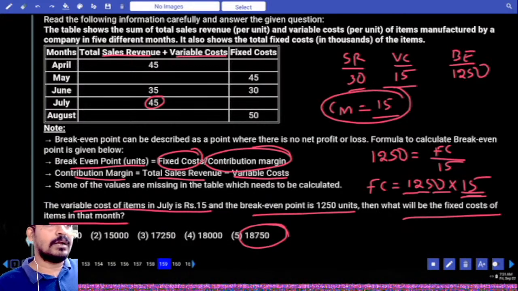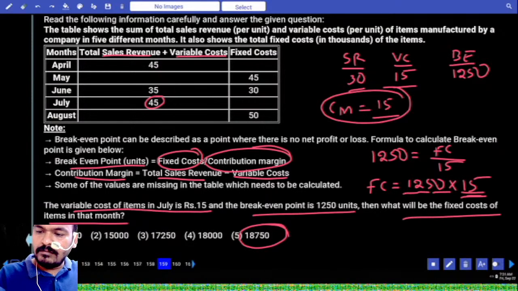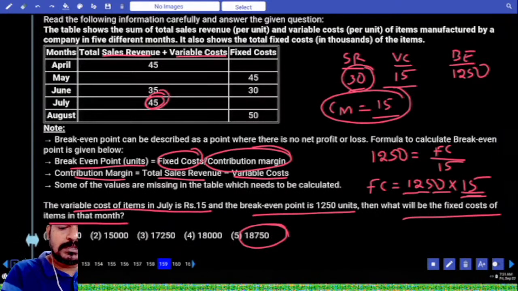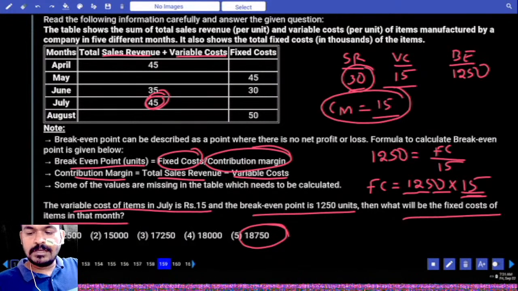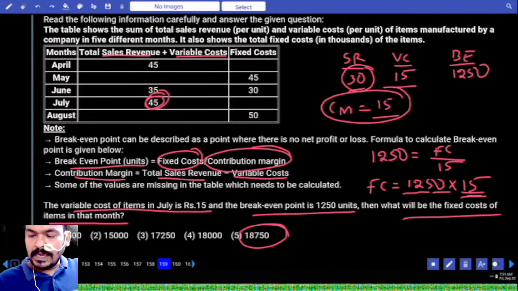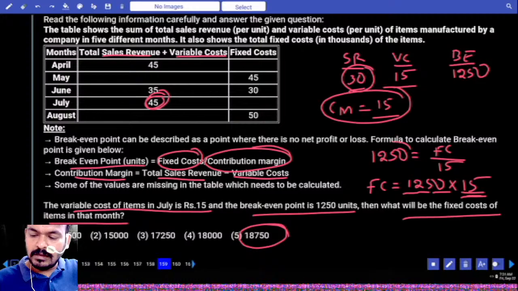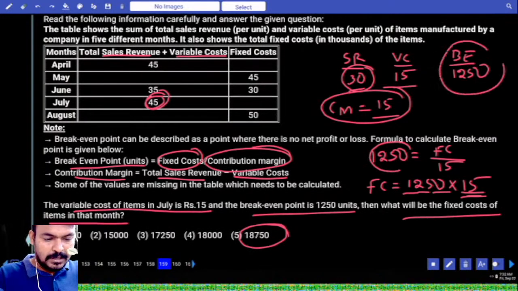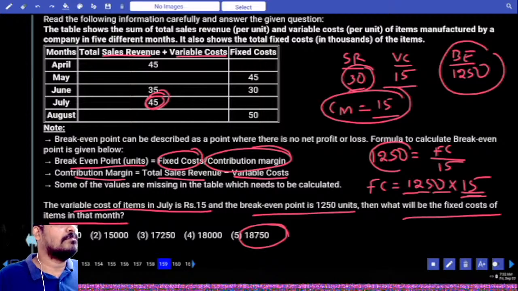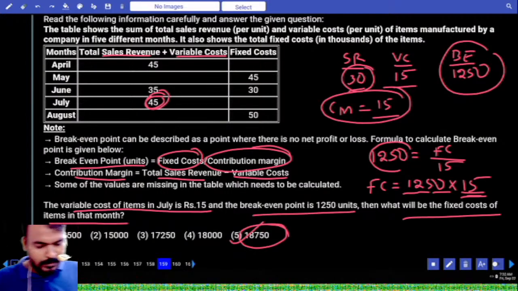I hope the data is clear now. If a required variable sales revenue, means 45 is sales revenue plus variable cost. In that, variable cost is given. The difference is the contribution margin. Again, if we require fixed cost, we use the contribution margin and the break-even point. Okay, will you do the remaining questions?